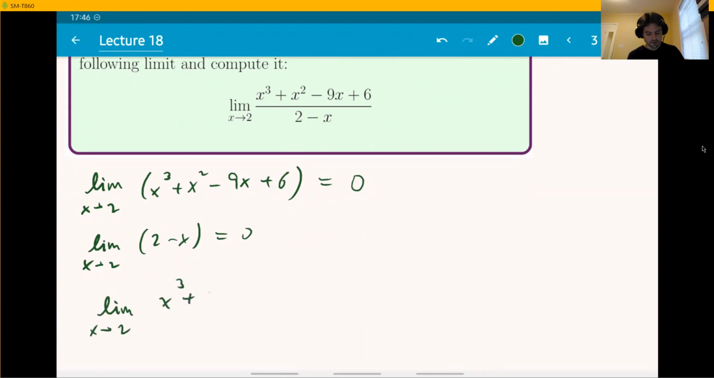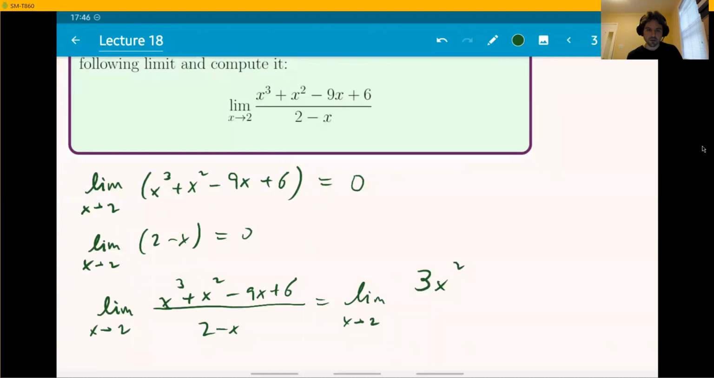The two functions, the numerator and denominator, are differentiable because they're just simple polynomials. And if you apply primes to both of them, so let me already put the primes, the derivatives. X cubed becomes 3x squared, x squared becomes 2x, minus 9x becomes just minus 9.